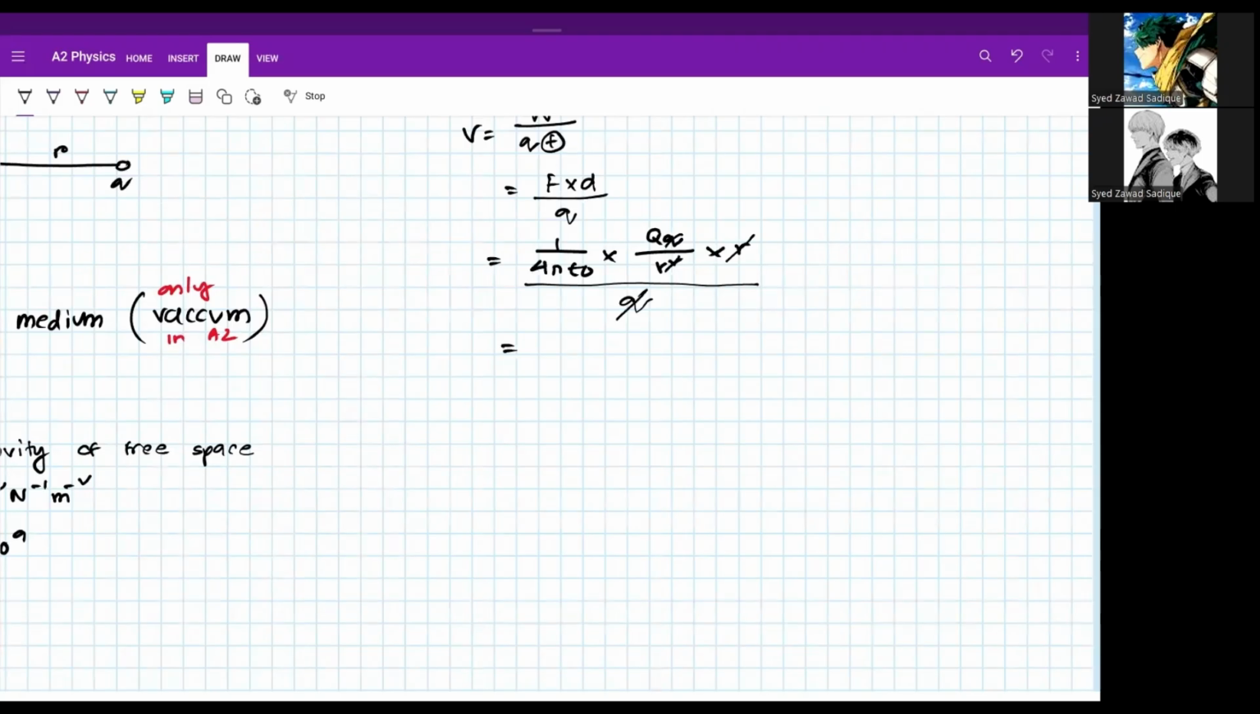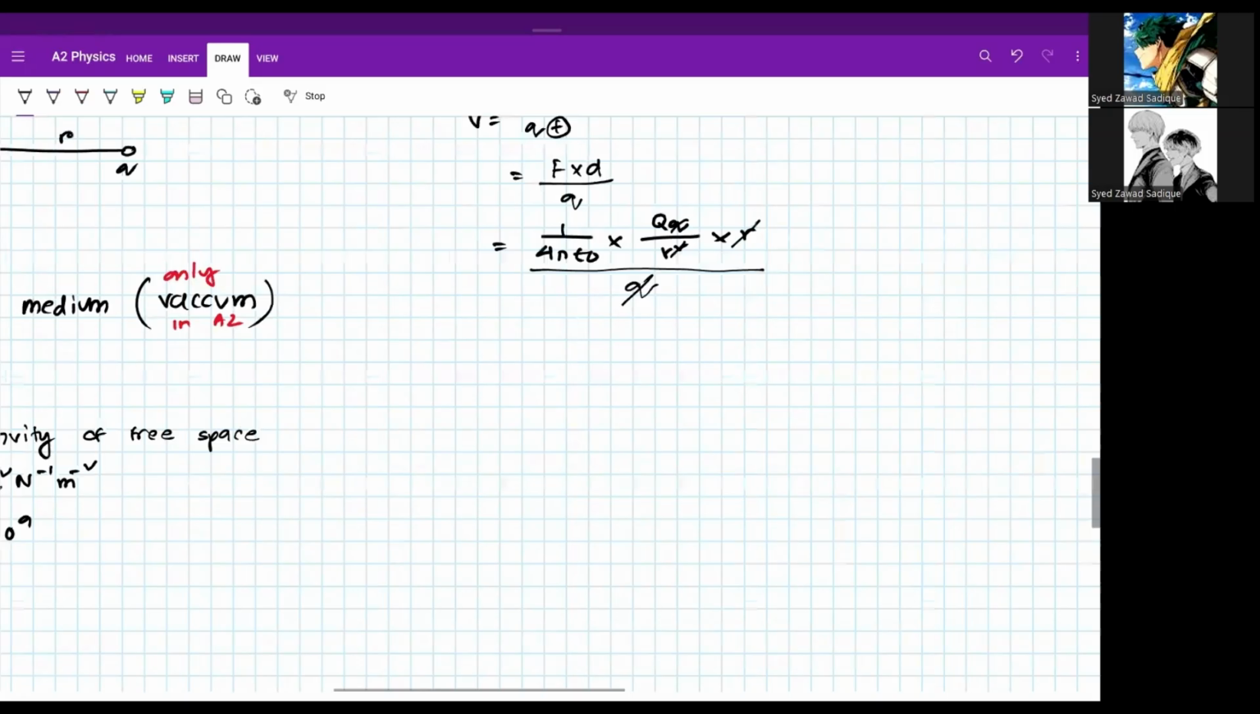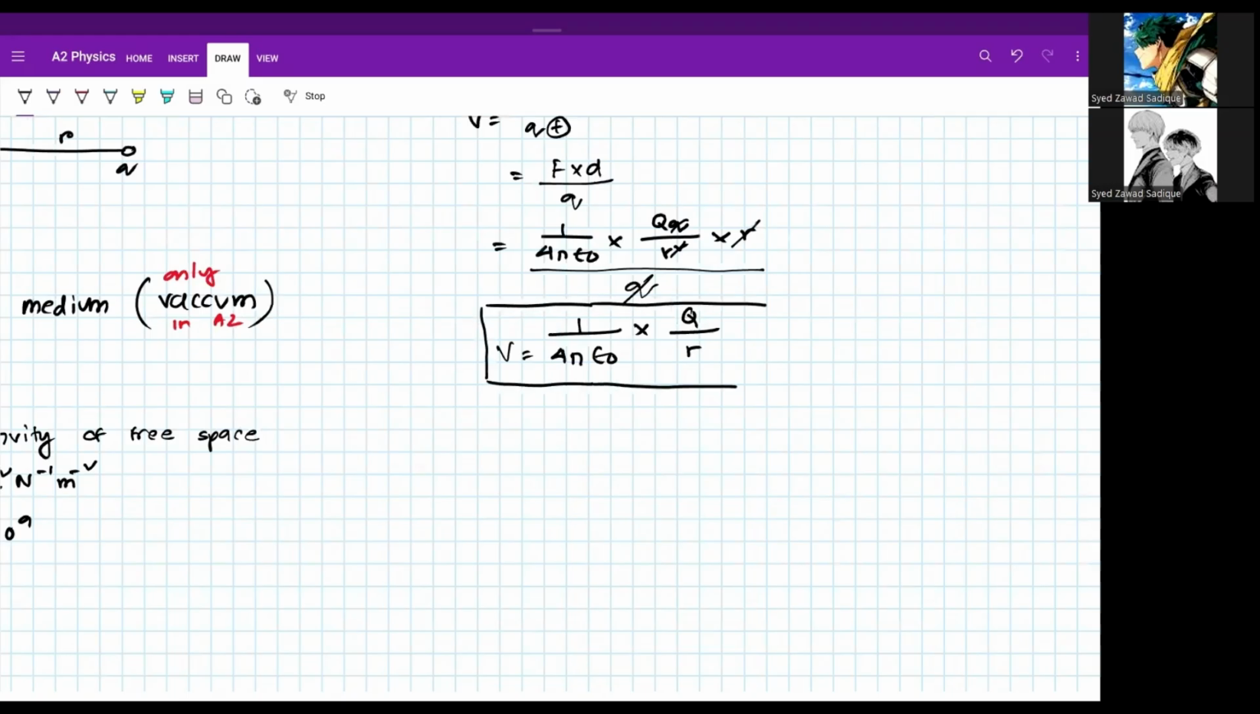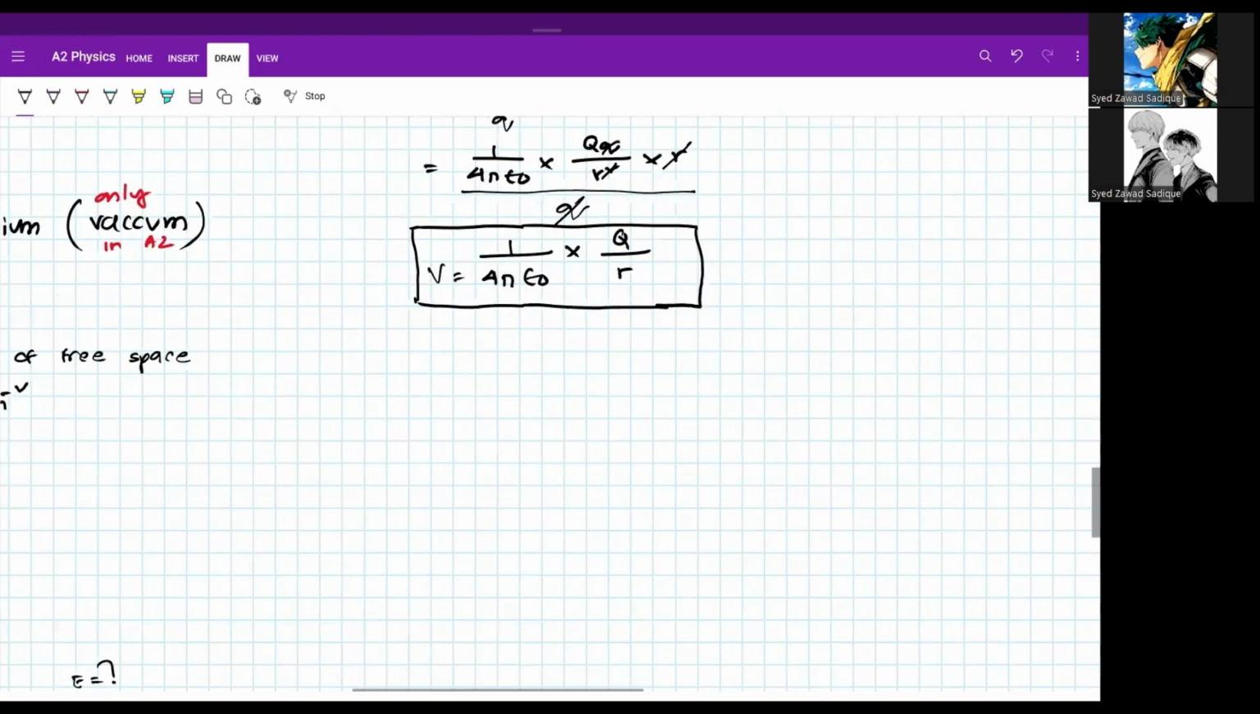Hence we get V is equal to 1 by 4 pi epsilon naught multiplied by Q by R. The unit is volts, or joule per coulomb.